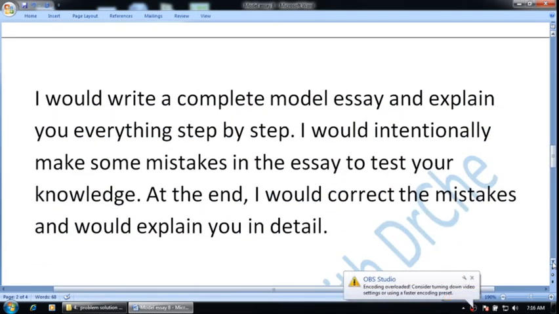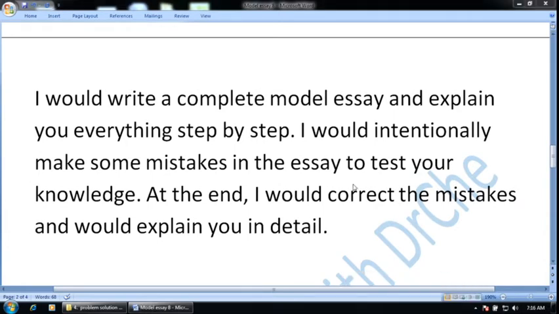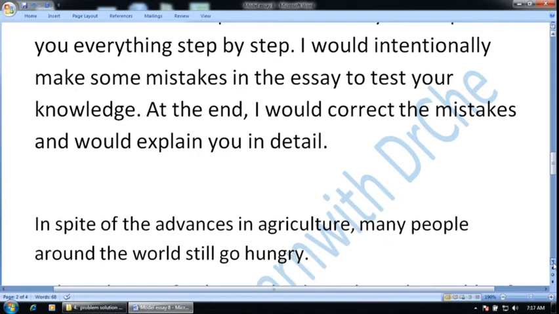Today I would write a complete model essay and explain you everything step by step. I would intentionally make some mistakes in the essay to test your knowledge. At the end I would correct the mistakes and would explain you in detail why were these mistakes there.